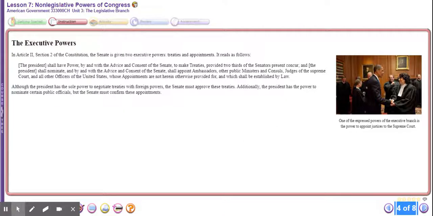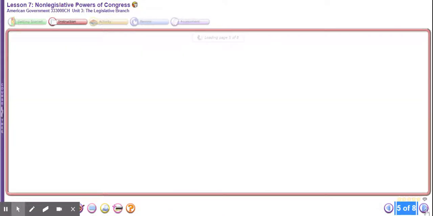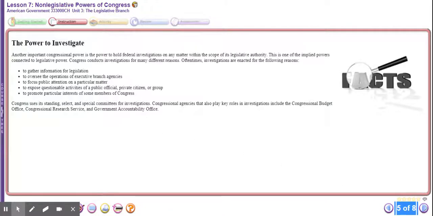Okay. The other thing that works kind of this way is treaties. So the president can negotiate some sort of treaty with a foreign country, but it's up to the Senate to vote and approve it. Okay. Another thing that Congress has is the power to investigate. Another important congressional power is the power to hold federal investigations on any matter within the scope of its legislative authority.